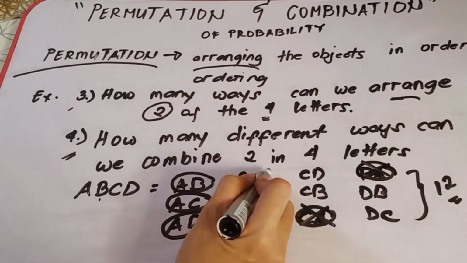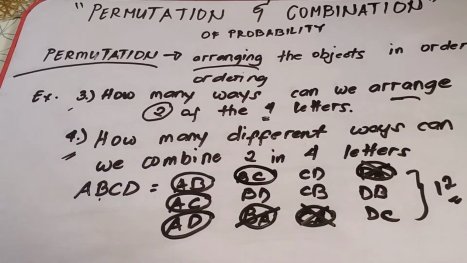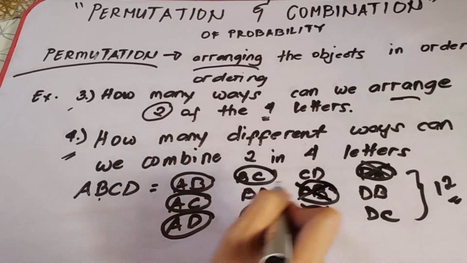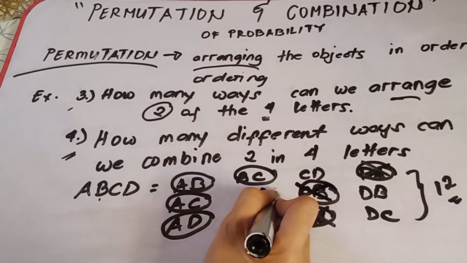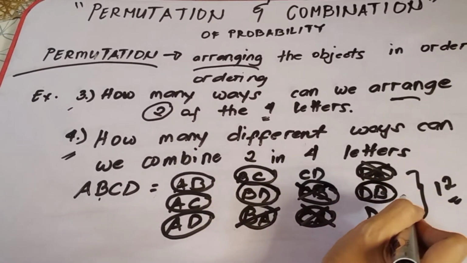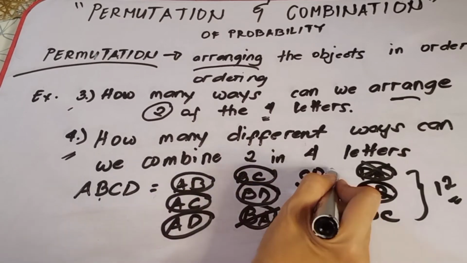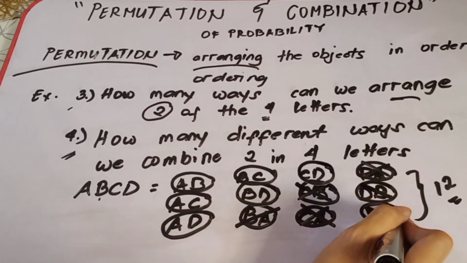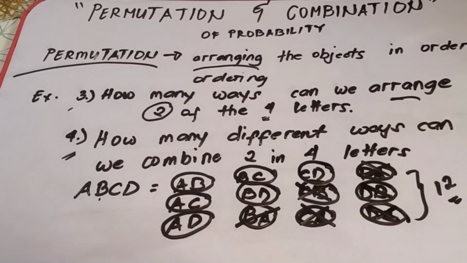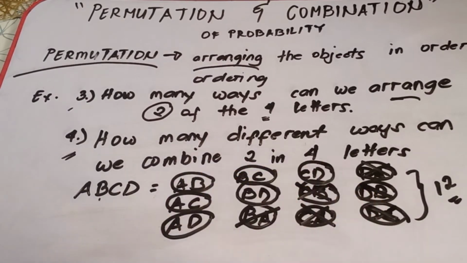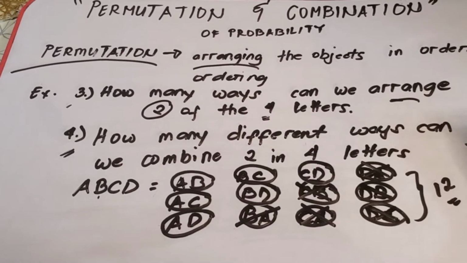How about BC? When we take the combination BC, CB is no longer included. And when we also take BD, DB is no longer included. For CD, when we take it, we can no longer include DC, because what we are taking is a combination. So, in this example, 1, 2, 3, 4, 5, 6. The answer is 6.